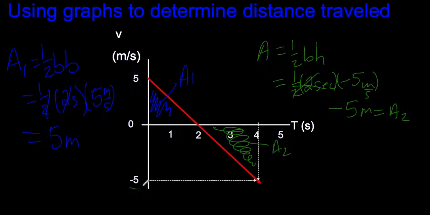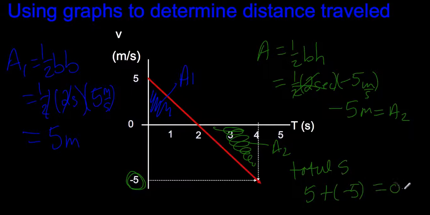The important thing is we recognize there was a negative. So the total distance is going to be 5 plus -5, which is equal to 0 meters. What we're trying to show is that a positive value for your area is positive distance. A negative value for your area means you had a negative distance that you covered. You have to combine those, keeping your negative signs. Turns out here we just ended up back where we started.